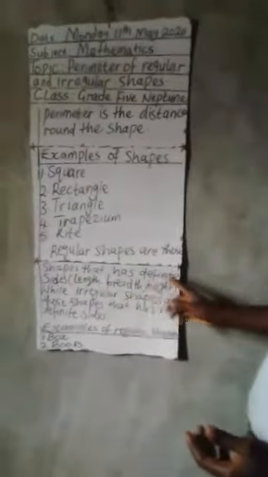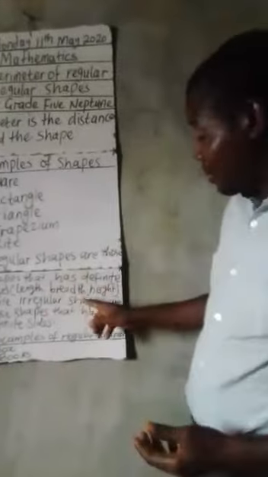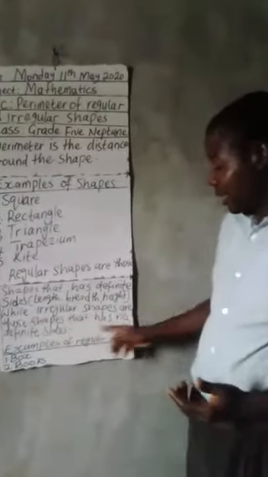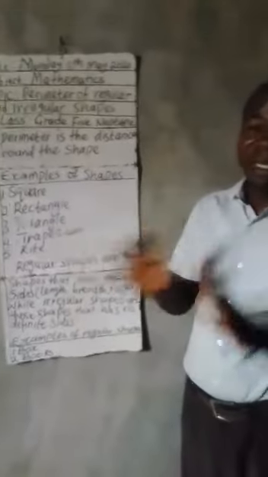So what are regular shapes? I say regular shapes are those shapes that have definite size. Now what is the definite size? Length, breadth and height. Now what are irregular shapes? I said they are those shapes that have no definite size. In them there is no definite size.